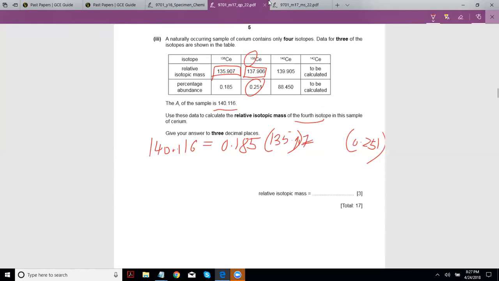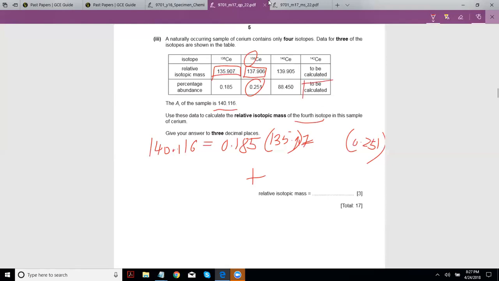135.907. Oh my god, I can't write all of this. Hopefully you get how to solve it by now. If you don't, well, that is slightly sad. I think there's just one thing else in this. Sometimes it's pretty easy, where you just have to subtract the first three from 100 to get the last percentage abundance.